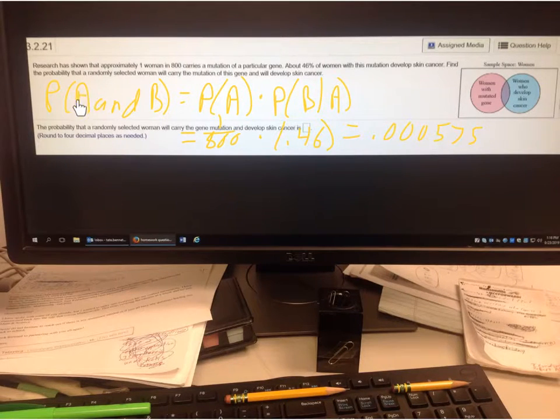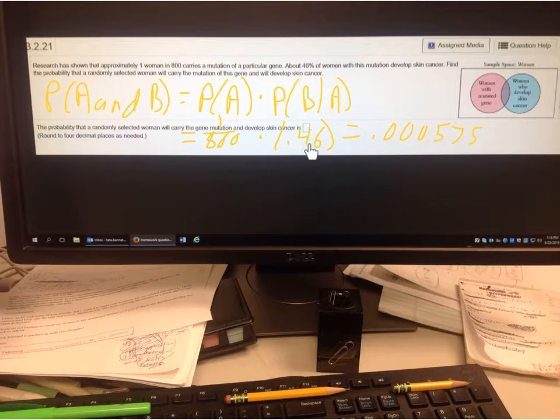So here they carry the gene, and here's the skin cancer. So A is they carry the mutated gene, and B is they get skin cancer. So we want to calculate probability A and B. Well, our formula is probability A times probability B given that they have A. So the probability of A, 1 out of 800 women carry the mutation, and then probability B given A, 46% of those that have the mutated gene will get skin cancer.